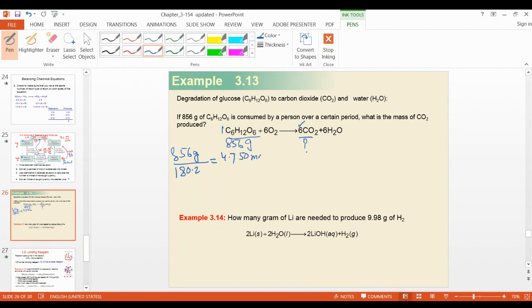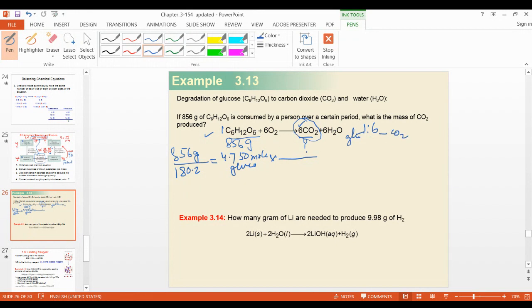4.750 moles of glucose. This is the glucose, right? Now this mole of glucose you calculated. As I told you, this step is very important. This is the factor. This is the ratio between the mole of glucose and the mole of carbon dioxide. You will get it from the chemical equation ratio. So this is 1:6. This is glucose and this is carbon dioxide from the equation.